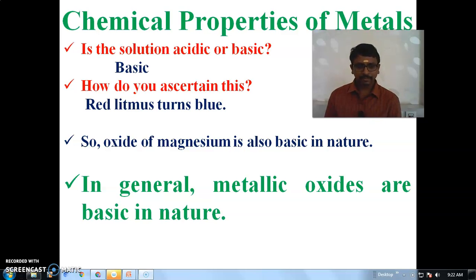The rust of iron and magnesium oxide are dissolved in water, and further when we dip red litmus paper, it turns blue. Blue color means we can tell it is basic in nature. So generally we can tell that metal oxides are basic in nature.